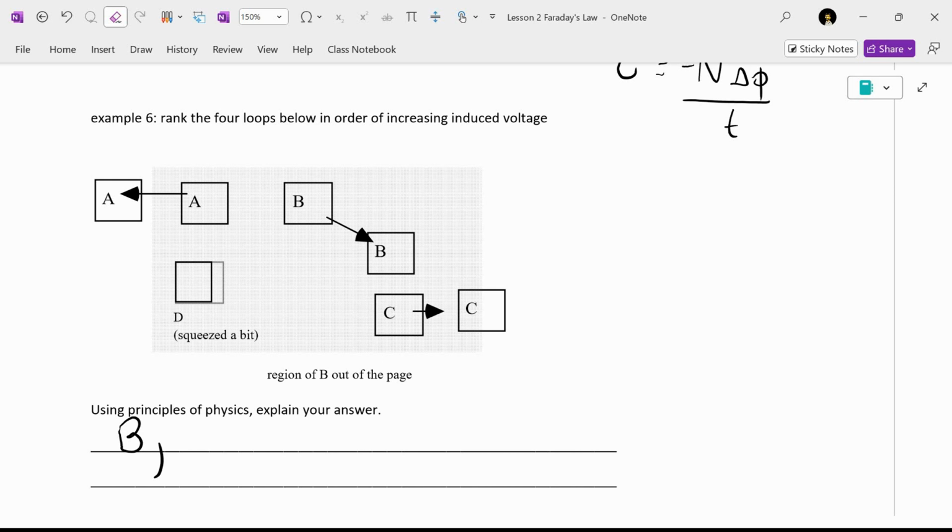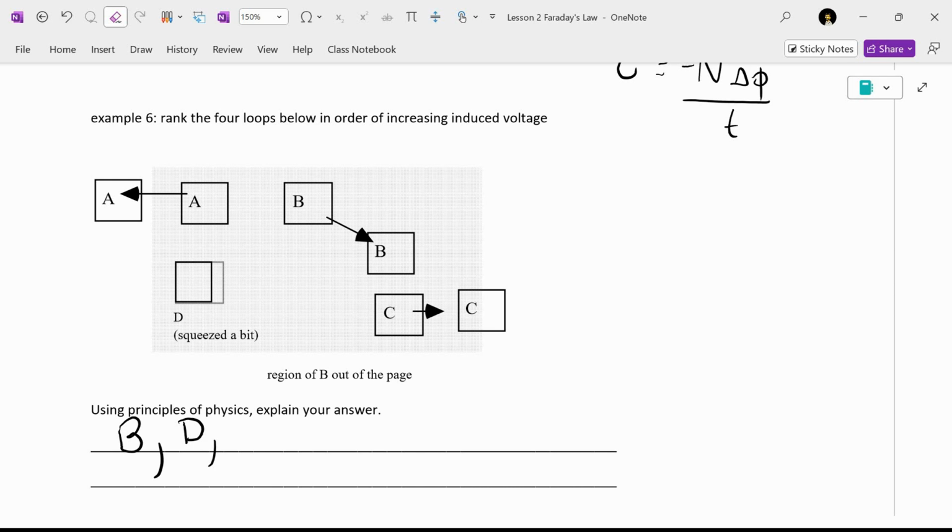Next one, A, D, or C. I think D, because I think what they're saying is squeezed a bit. What they're saying is we reduced the area a tiny bit, which would induce a flux, but nothing major. So I think I'm going to go D. And now I'm going to compare A and C.